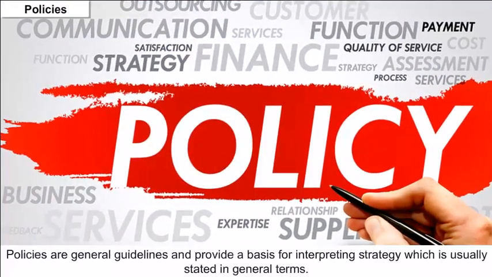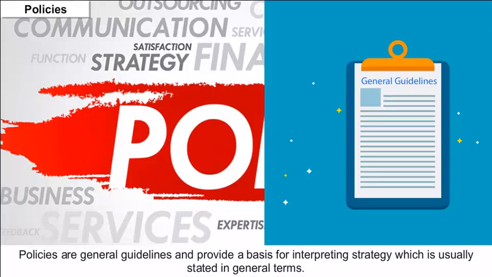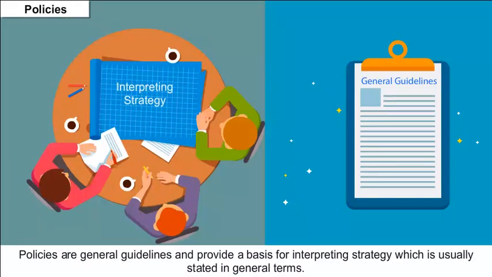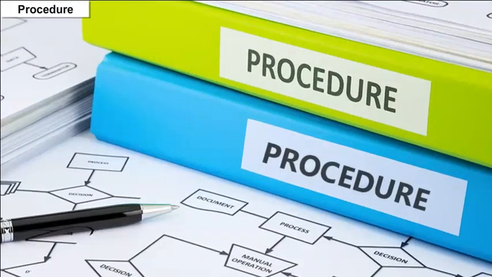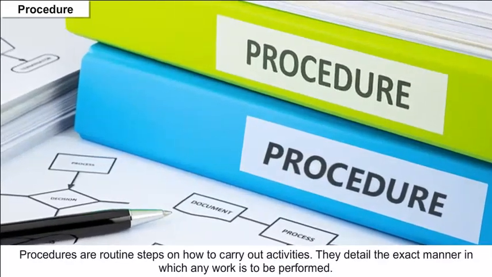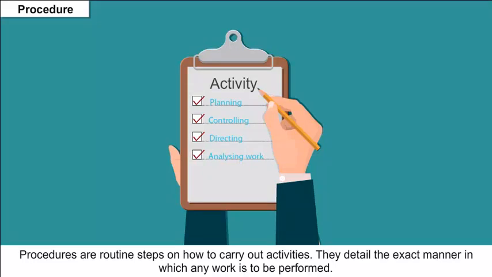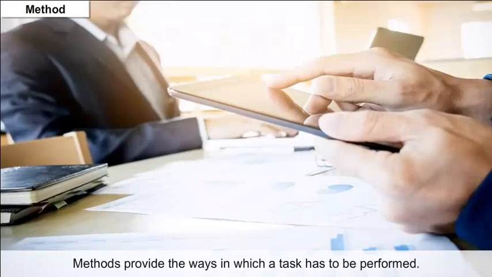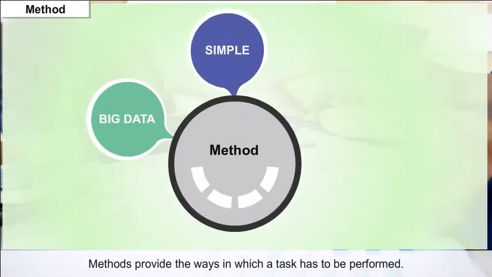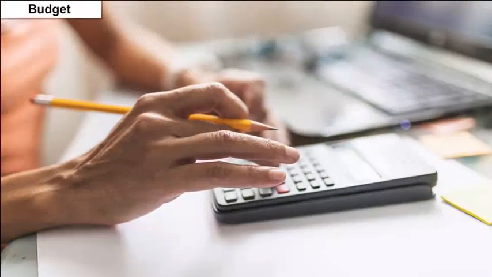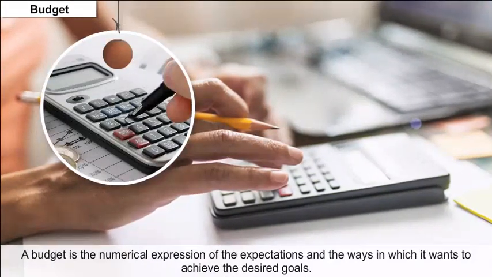Policies. Policies are general guidelines and provide a basis for interpreting strategy, which is usually stated in general terms. Procedure. Procedures are routine steps on how to carry out activities. They detail the exact manner in which any work is to be performed. Method. Methods provide the ways in which a task has to be performed. Budget. A budget is the numerical expression of the expectations and the ways in which it wants to achieve the desired goals.